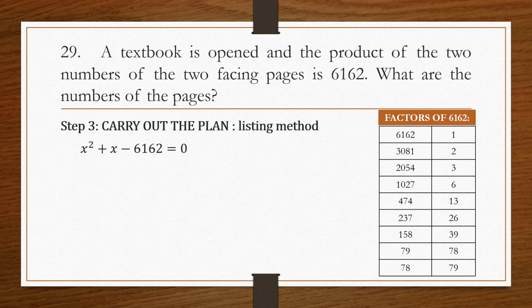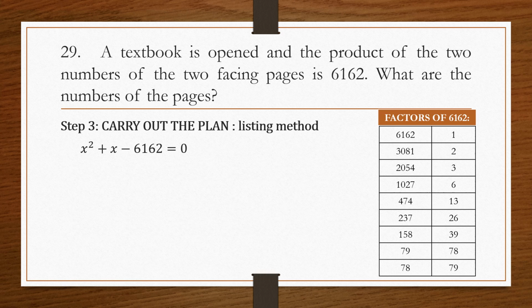Ayan. So kapag ika-calculate natin or hanapin natin, mano-mano nating hahanapin ang mga factors. We'll have 6162 and 1, 3081 and 2, 2054 and 3, 1027 and 6, 474 and 13, 237 and 26, 158 and 39, 79 and 78, 78 and 79.